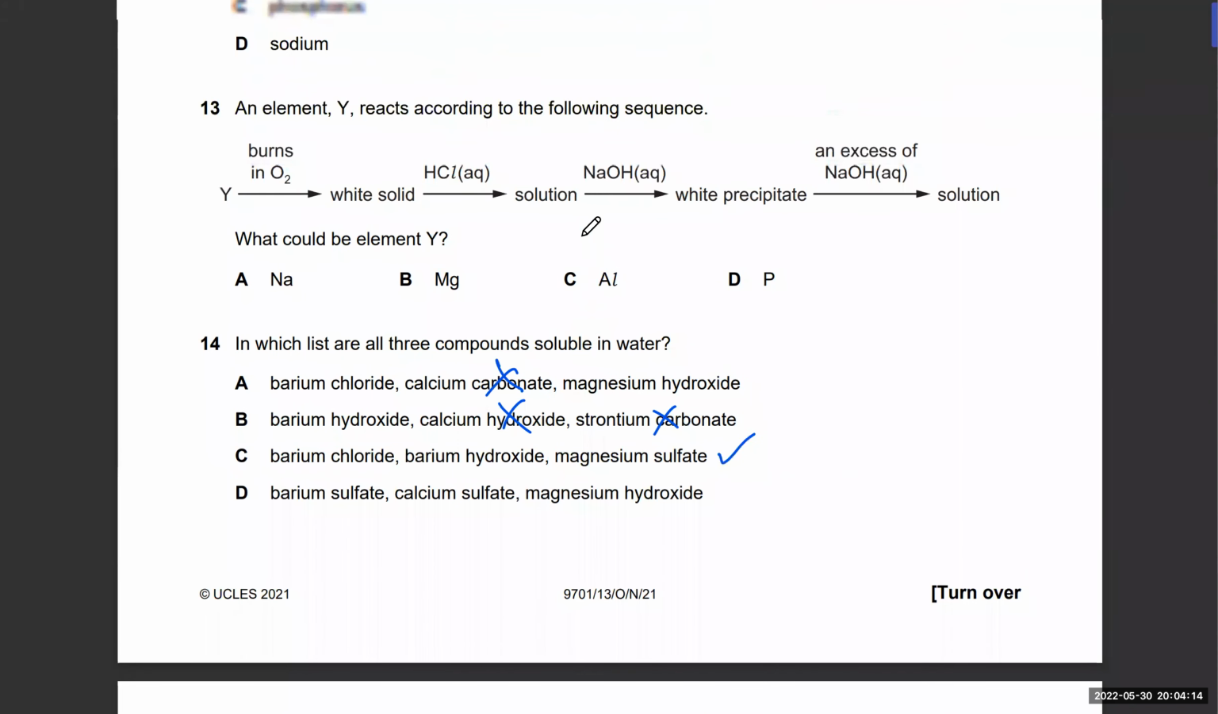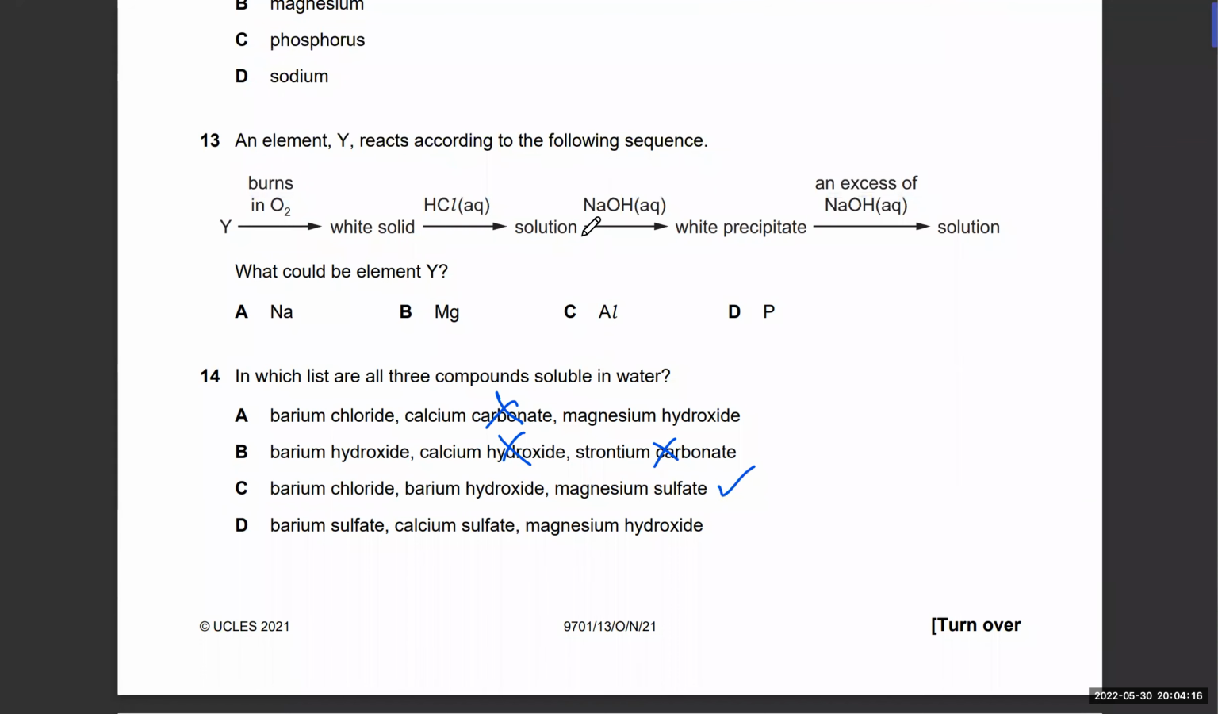Next one, remember in the inorganic chart, I've written down the solubility table as well. So go through that as well. Element Y reacts according to the following sequence. It burns in O2 and forms a white solid, which reacts with HCl to form a solution, which forms a white precipitate with NaOH. Whose hydroxide is insoluble out of all of them? Magnesium.